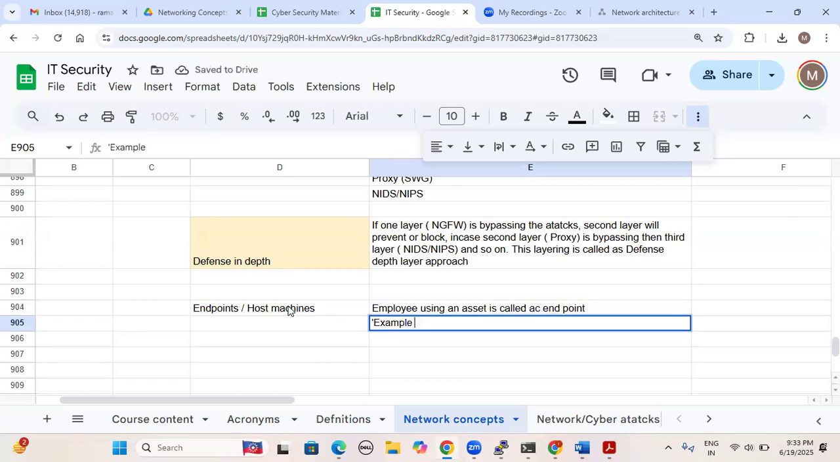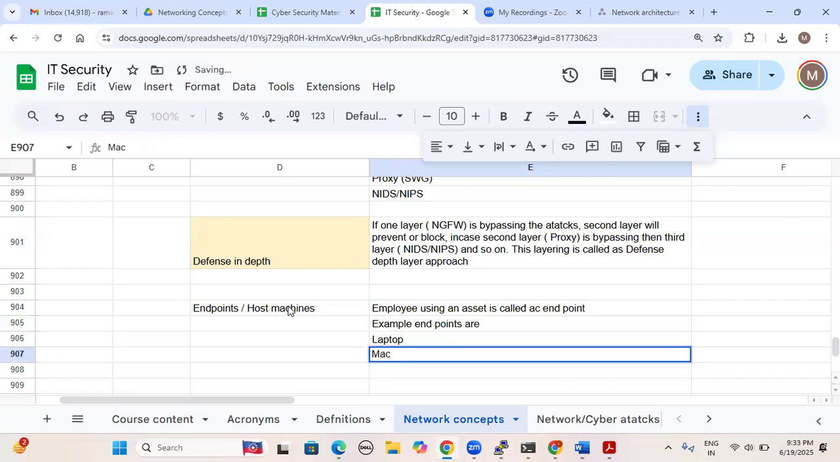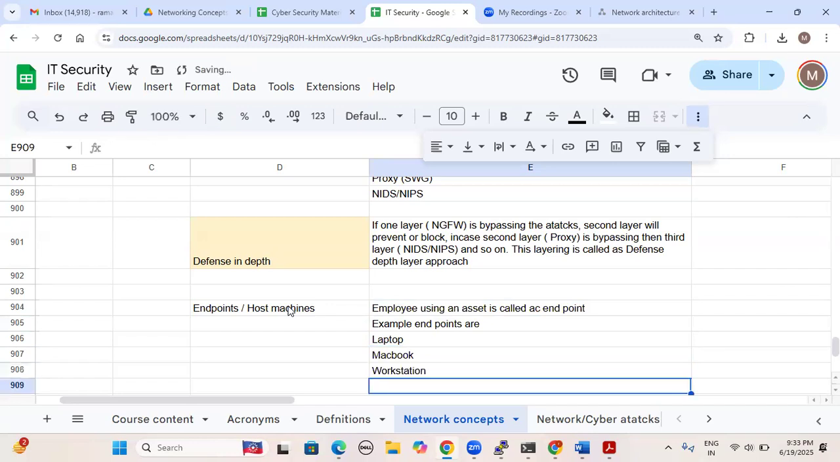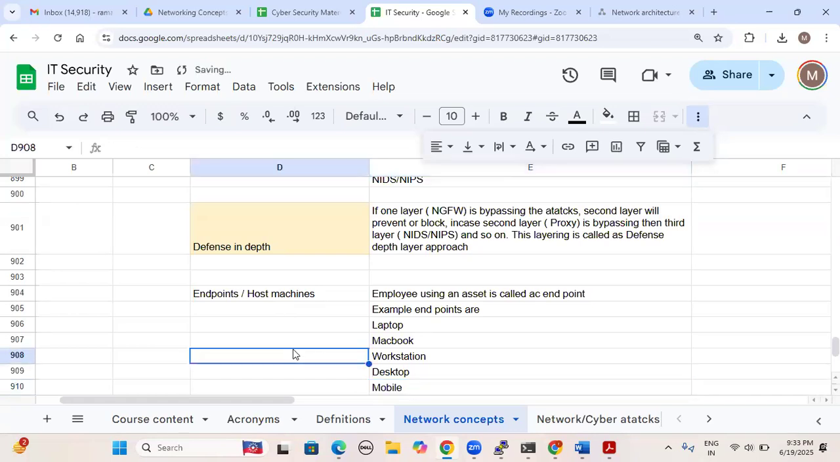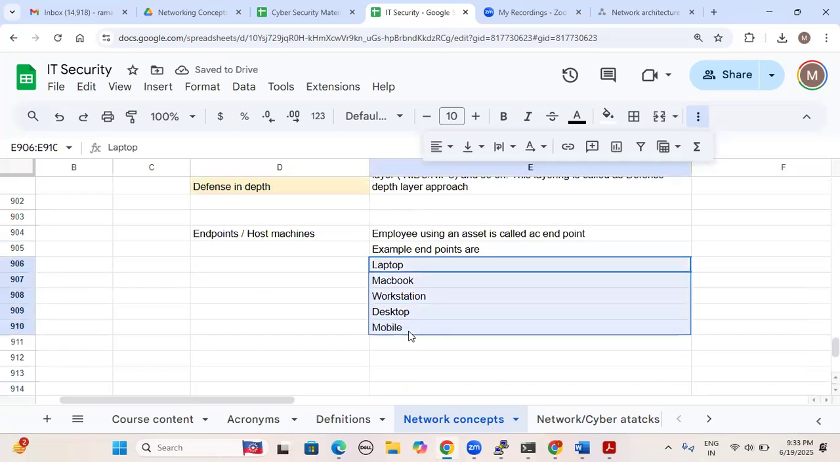Example endpoints are laptop, MacBook, workstation, desktop, mobile. A couple of companies even provide mobiles to their employees, and I keep mobile also under endpoints. A couple of times servers also we can refer to as endpoints, but these are the main endpoints. Whatever security controls we implement on these endpoints, we can call endpoint security.